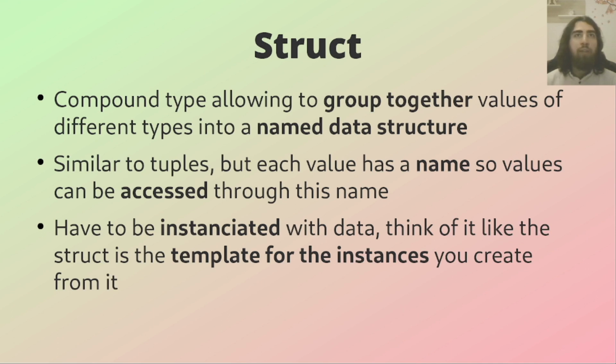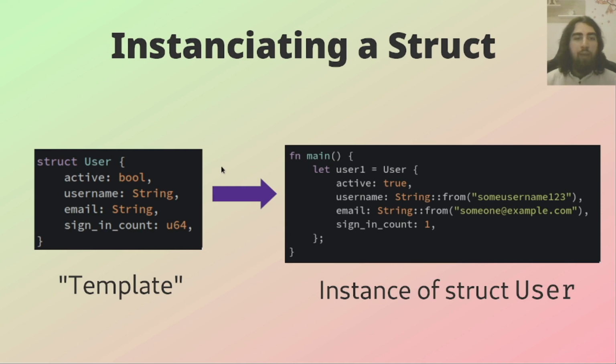Now let's see how that works. As you can see over here, we have our template, in this case a struct named user. And the user struct holds various fields. We can define a field by giving it a name and a type that this field should hold. So in this case, the active field holds a type of Boolean. Username holds a type of string, email string, and sign-in count u64.